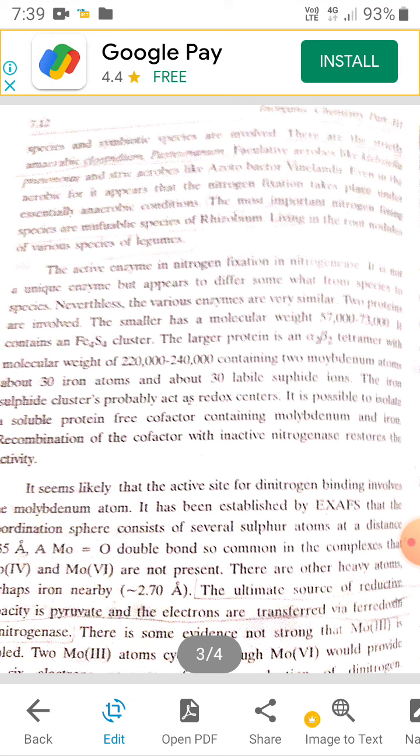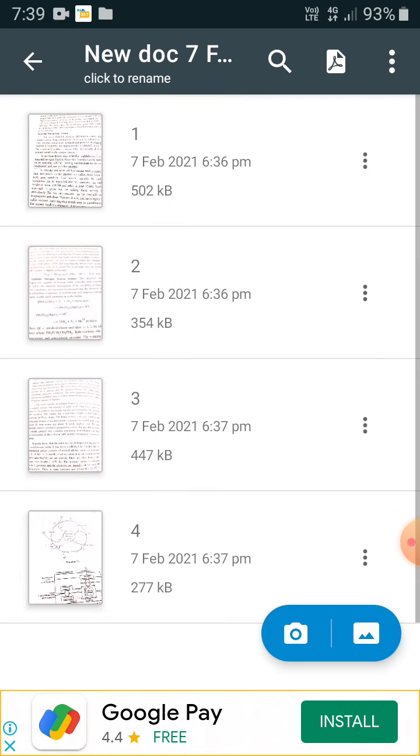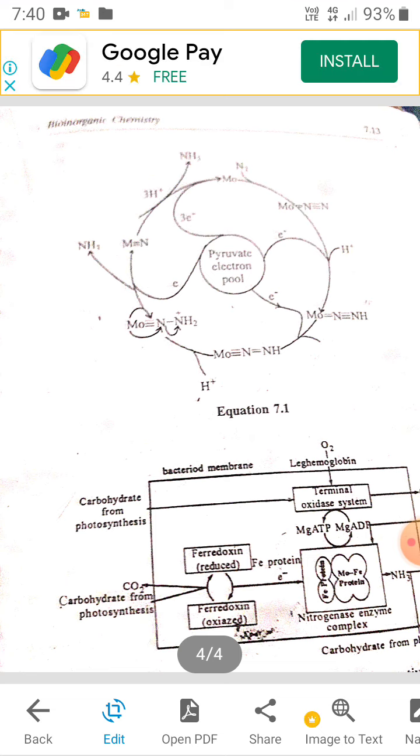It seems that the active site for nitrogenase binding involves the molybdenum atom. It has been established by EXAFS. The ultimate source of reducing capacity is pyruvate, and the electrons are transferred via ferredoxin to nitrogenase. The whole cycle is given on the next page with a table.